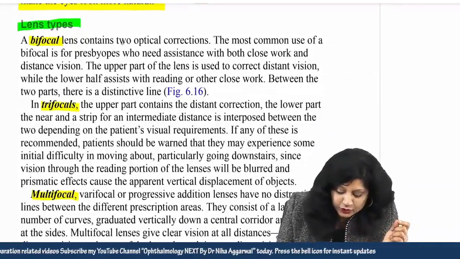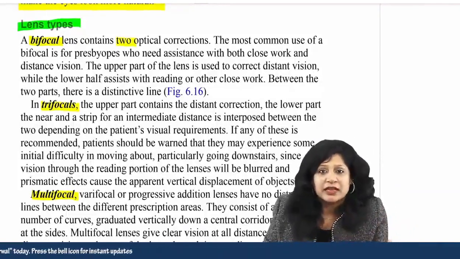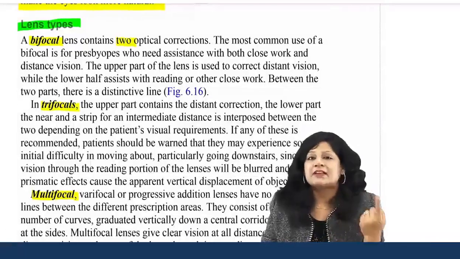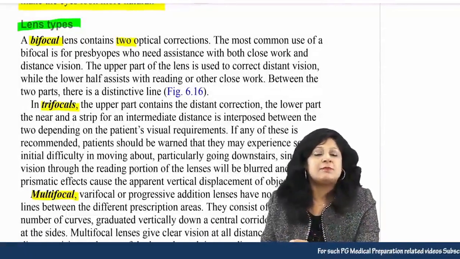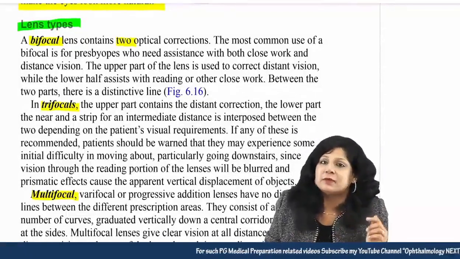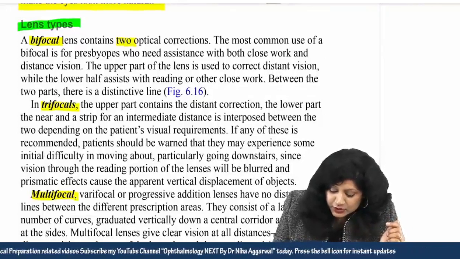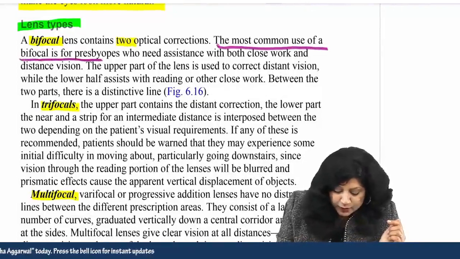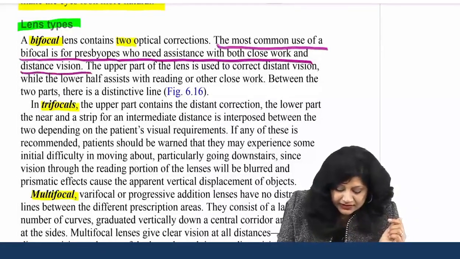If you have two optical corrections, then that is your bifocal. If you have three optical corrections available in that lens, then that will be trifocal. And if you have multiple optical corrections available in that particular lens, then that will be multifocal, right? Okay, now let's see the most common use. They are saying that the most common use of a bifocal is for presbyopes who need assistance both for close work and distance vision.